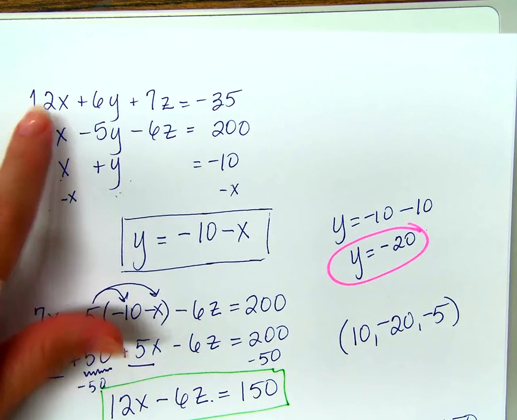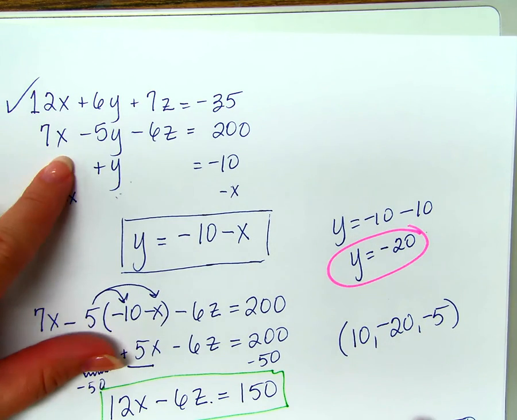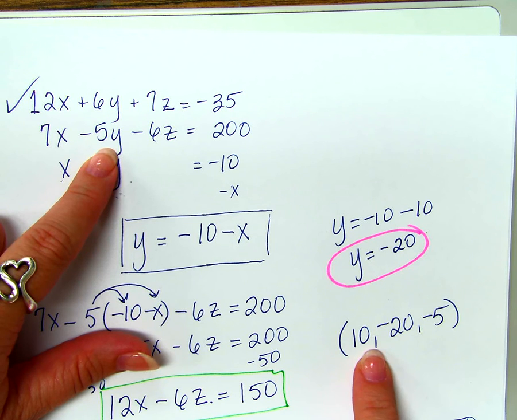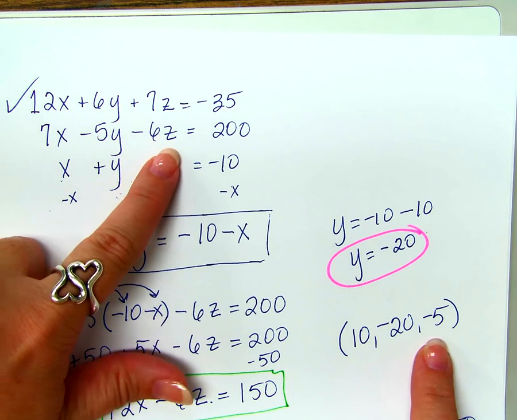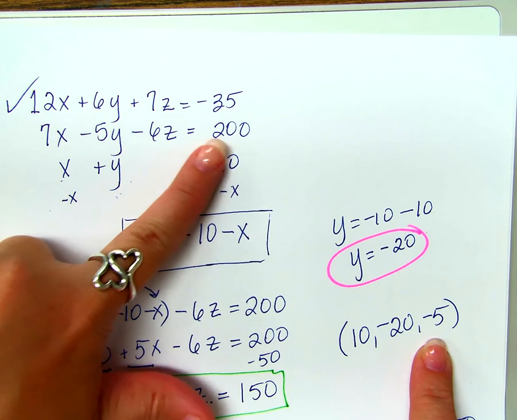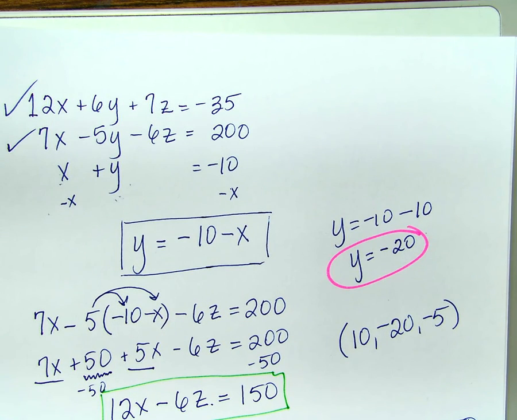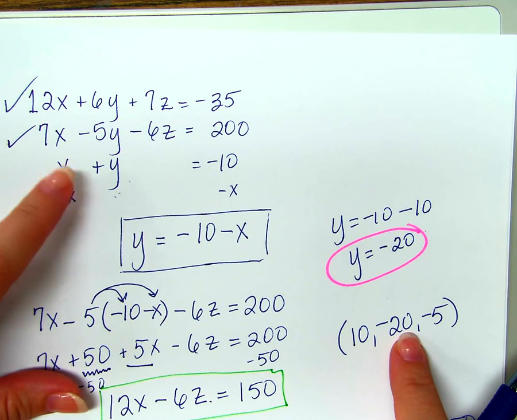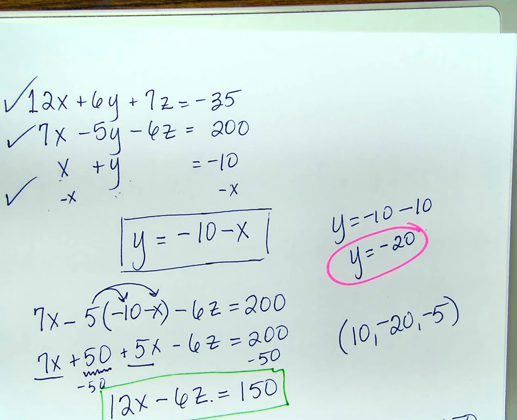So it's the answer because it worked in the first one, right? That's what we got to make sure of? Oh, all of them? Oh, okay, good thing I'm letting you use your calculator then, right? 7 times 10 minus 5 times negative 20 minus 6 times negative 5. What should it equal? 200. What does it equal? 200. Yes. All right. Last one. We don't even need to use our calculator, do we? X is 10. Y is negative 20. 10 minus 20 is negative 10. Oh my gosh. I know that's the answer for sure. I'm positive.